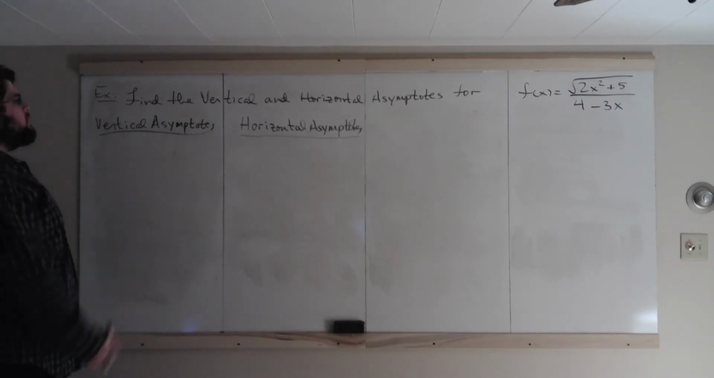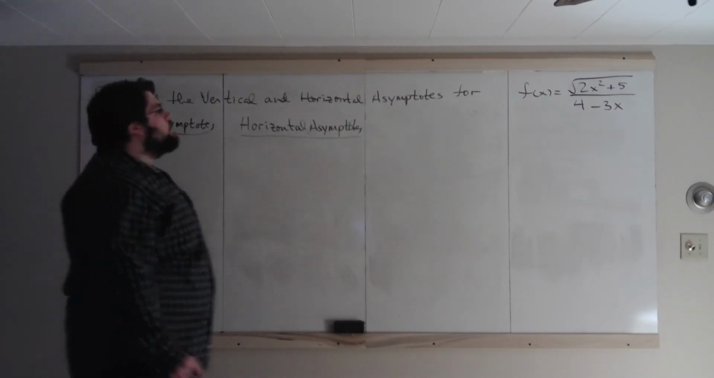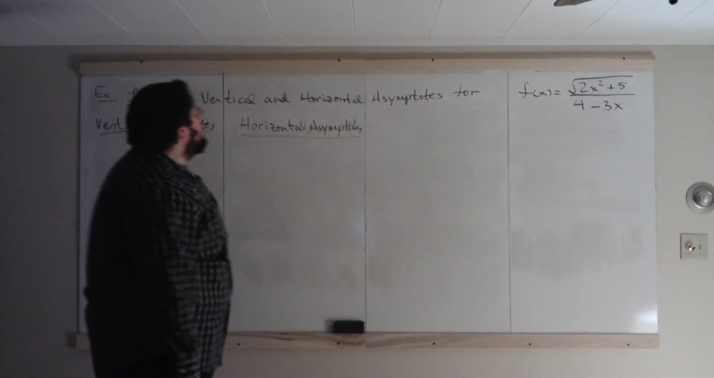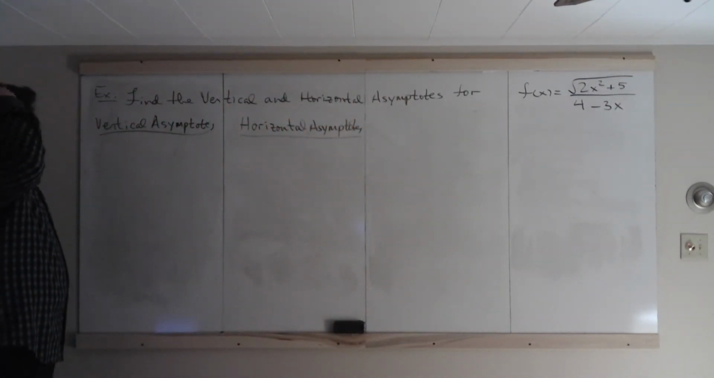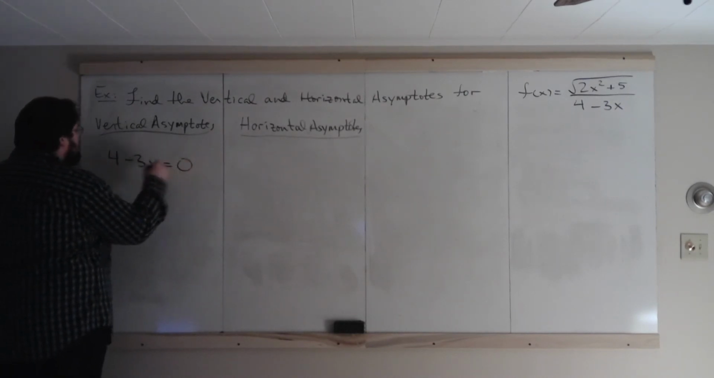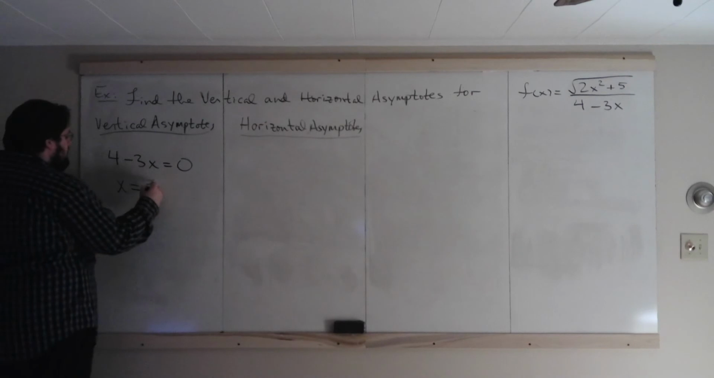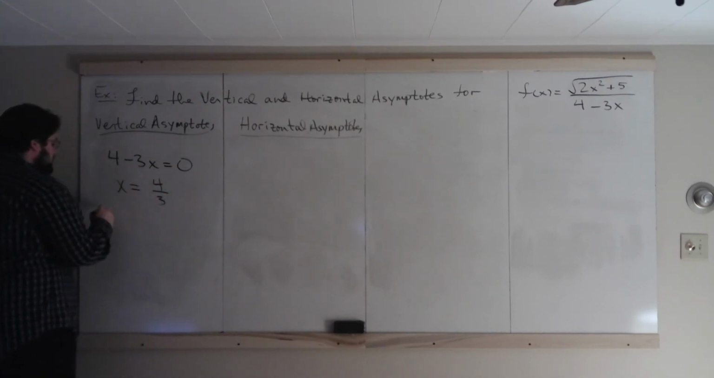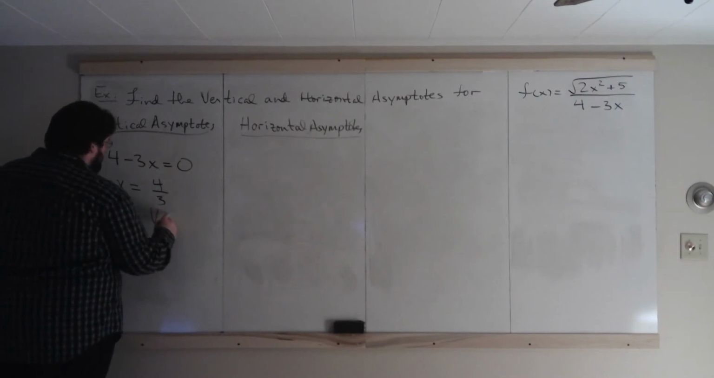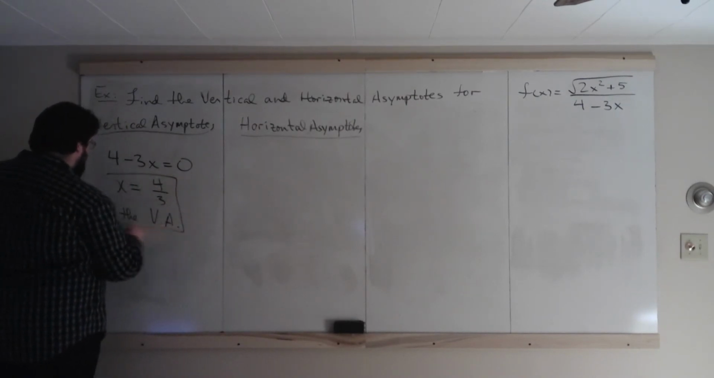Find the vertical and horizontal asymptotes for f of x is root 2x squared plus 5 over 4 minus 3x. Again, I'll start with the vertical asymptotes. Set the denominator equal to 0. Add 3x, divide by 3. So x equals 4/3 is, in this case, the one vertical asymptote.